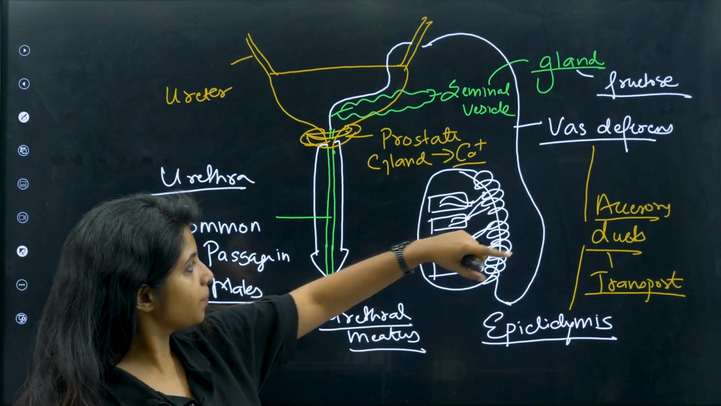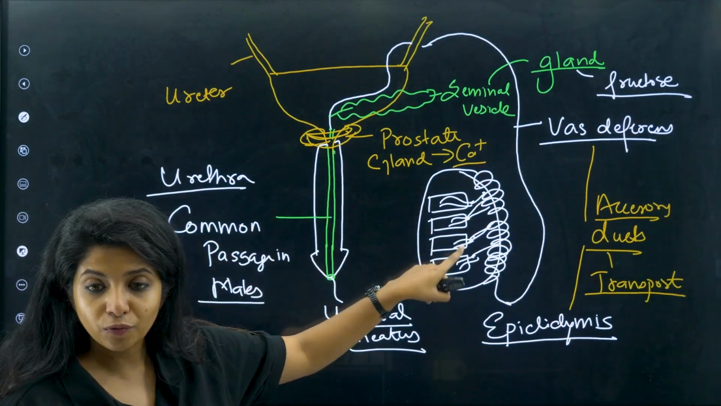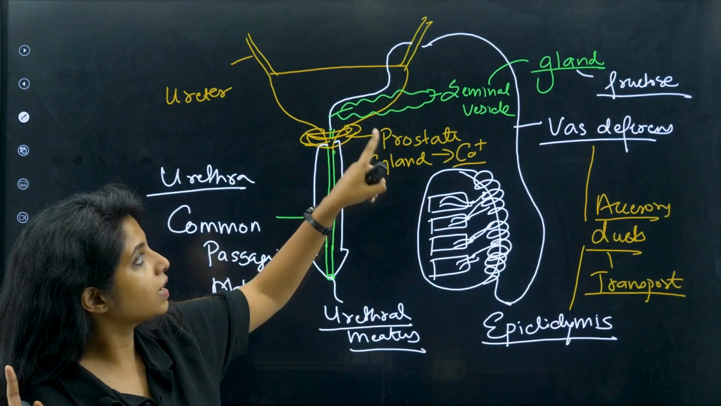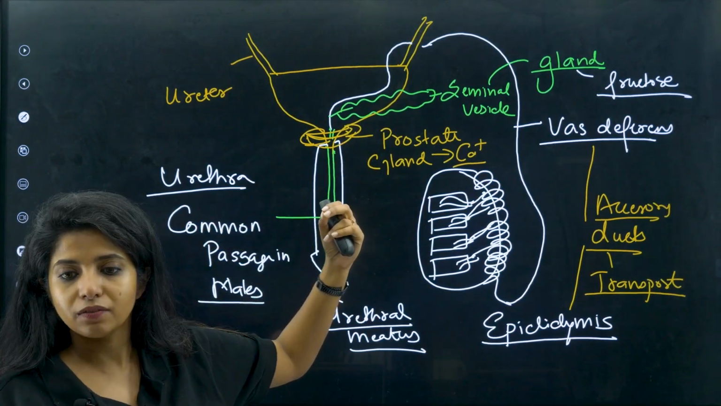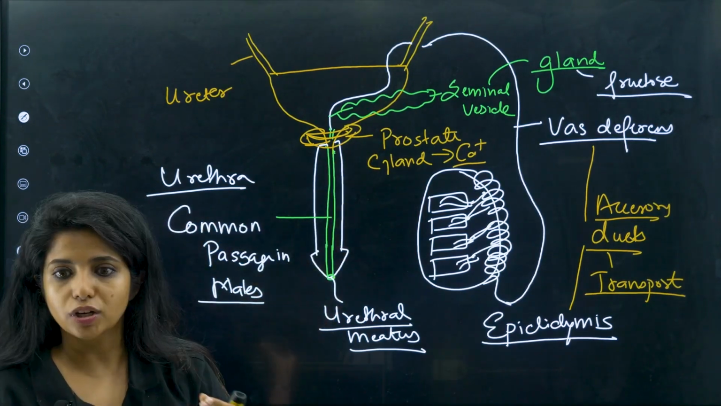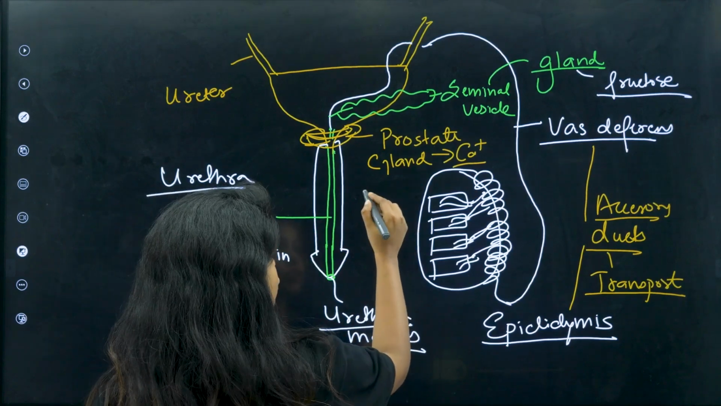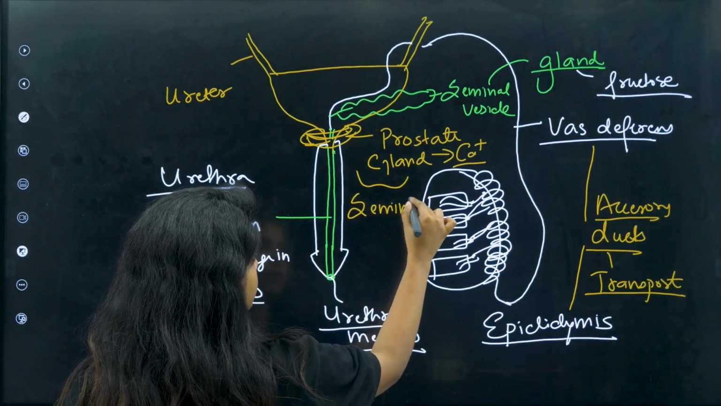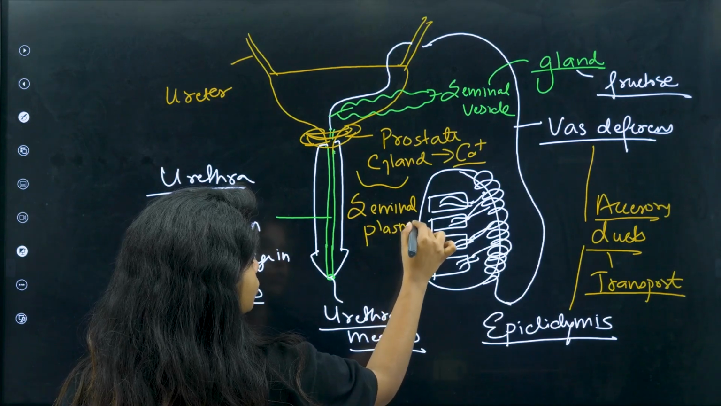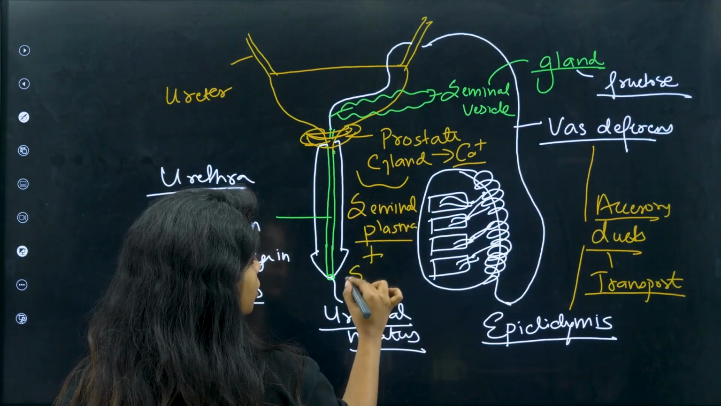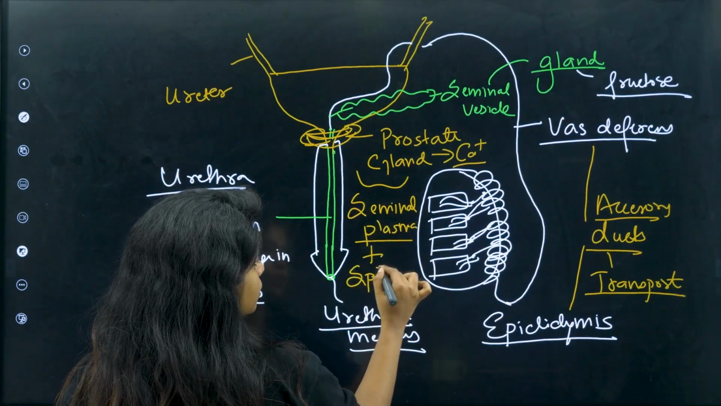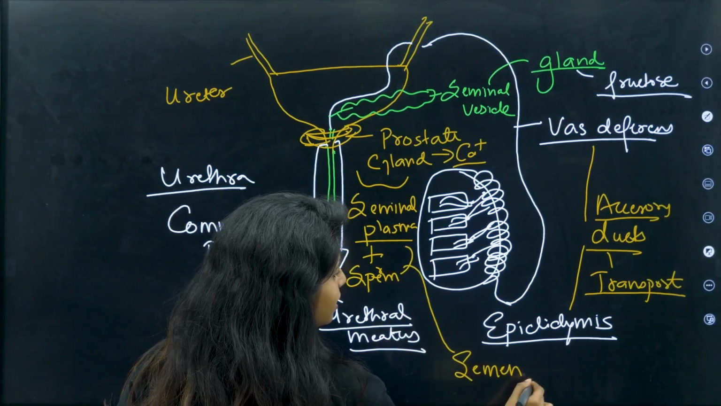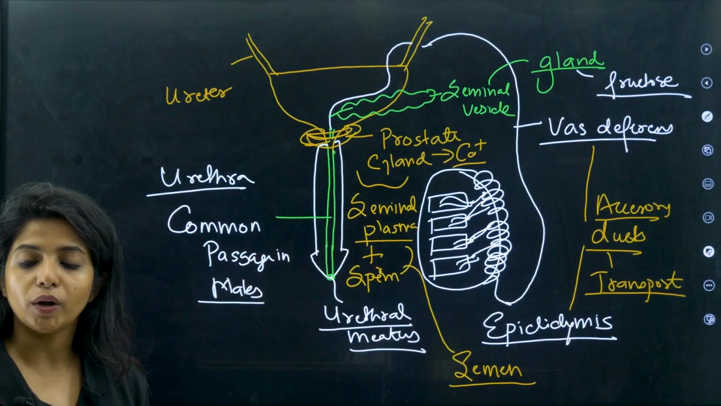So these are the ducts. Testis is the place where sperm formation takes place and male hormones are produced. Seminal vesicle and prostate gland are the glands which provide secretion to the sperm. Now these secretions together, what do you call them? You call it seminal plasma. Now when sperm is added to this secretion, the whole thing you call semen.